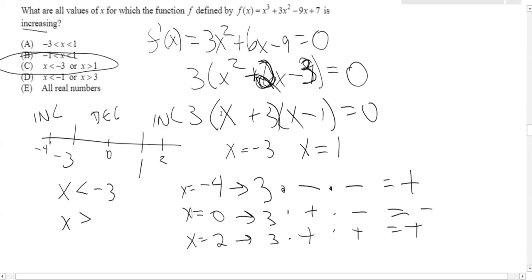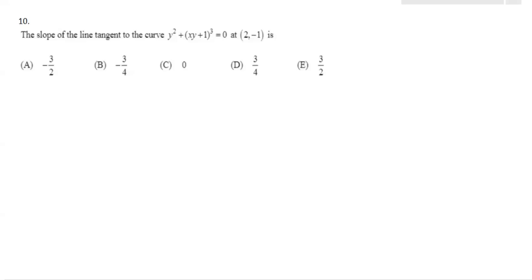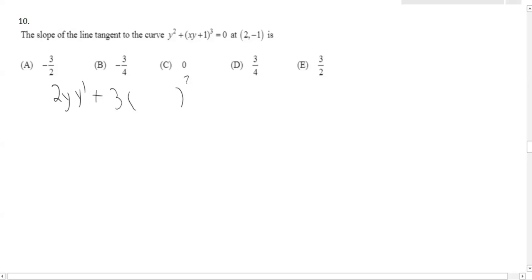All right, moving on to the next one. All right, guys, number 10 here, we want to find the slope of the line tangent to this implicitly defined curve at (2, -1). So let's go ahead and differentiate implicitly. So the derivative here is 2y, y prime, plus, now we got to do the chain rule here. So it's 3 times the stuff squared, the stuff's still there, times the derivative of the inside. Now this inside is the product xy plus 1.